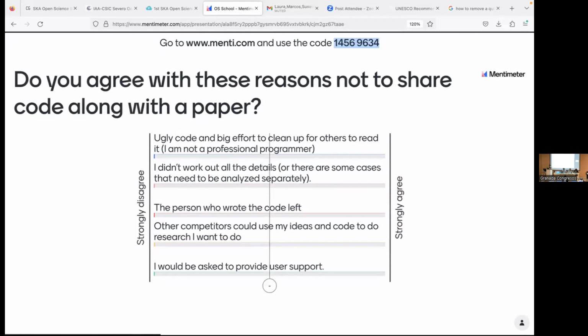This is a longer question to answer. Do you agree with these different reasons not to share code that is related to a paper? We always see this. We have the feeling that we are maybe not software developers, so my code is kind of crap. I'm not professional. Should I really share it? I'm embarrassed. So maybe that's one reason. Or maybe my code is not complete. It's not ready to be released, so maybe I prefer to skip it.